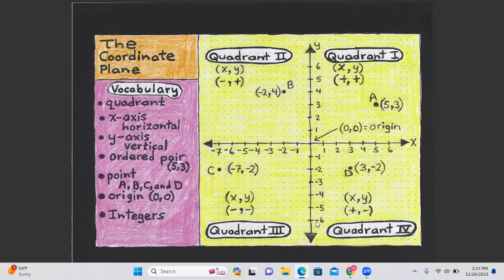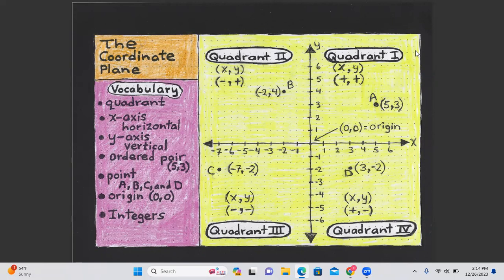In the coordinate plane, we use what is known as ordered pairs. Ordered pairs are the numbers that we use to locate a position. We go in the x direction first, either to the right or to the left. Then we go to the y position next, either up or down.